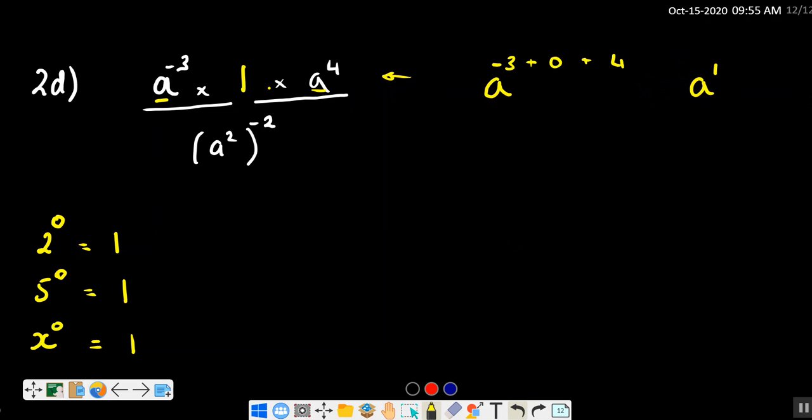All right. So I've got a to the power of 1. And then what's underneath? Well, what do I do? So what do you do when you've got exponents either side of the bracket? It becomes a to the power of?